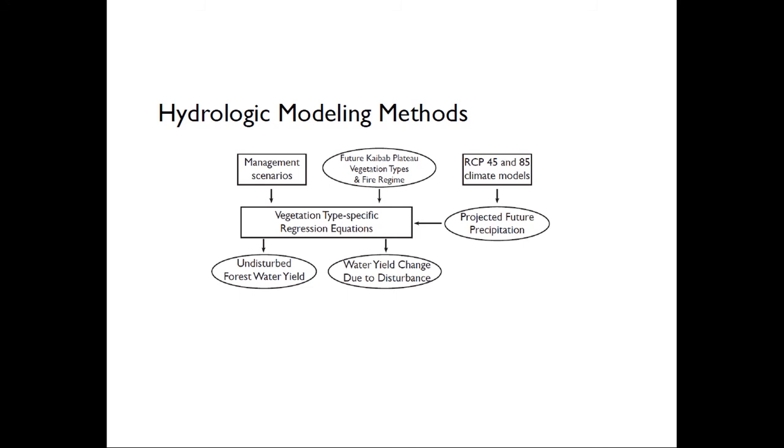So with the hydrologic modeling methods, we had our management scenarios, our future vegetation types. I used the climate scenarios to develop the projected future precipitation. And then, unlike the last project where we just focused on ponderosa pine, I developed vegetation type specific regression equations to predict runoff in undisturbed forests. And then also looking at if they had been restored, looking at what the water yield change was due to that disturbance, up or down. So we have an undisturbed runoff plus or minus a term for restoration.